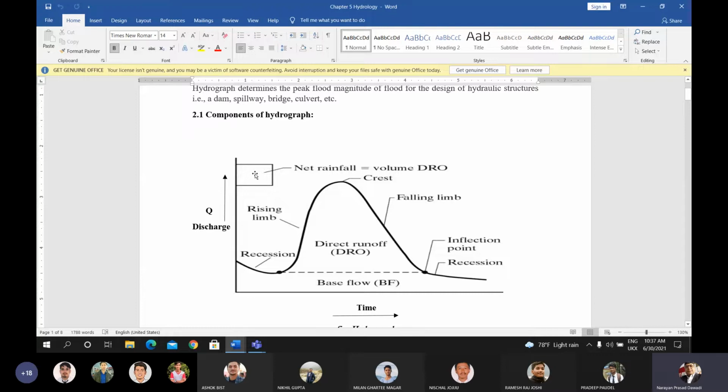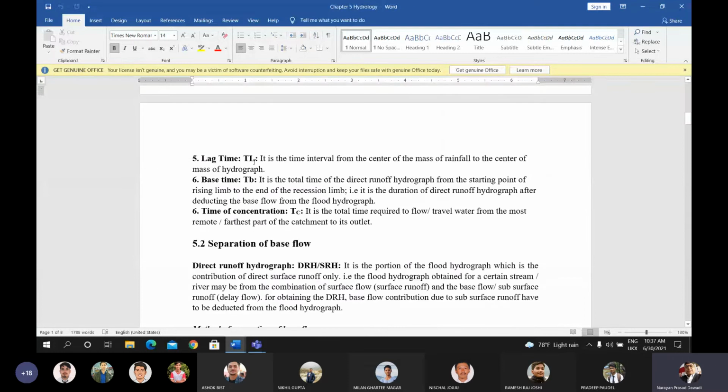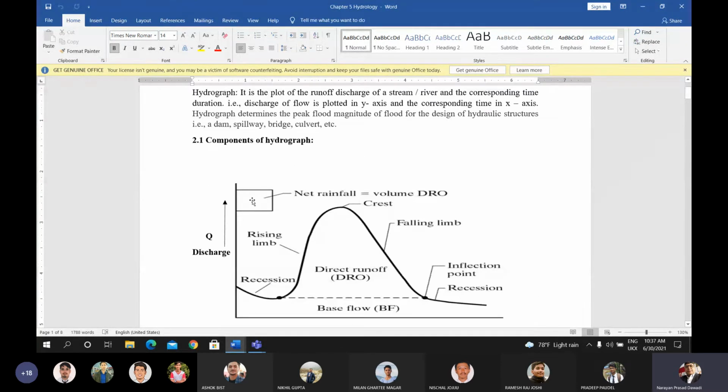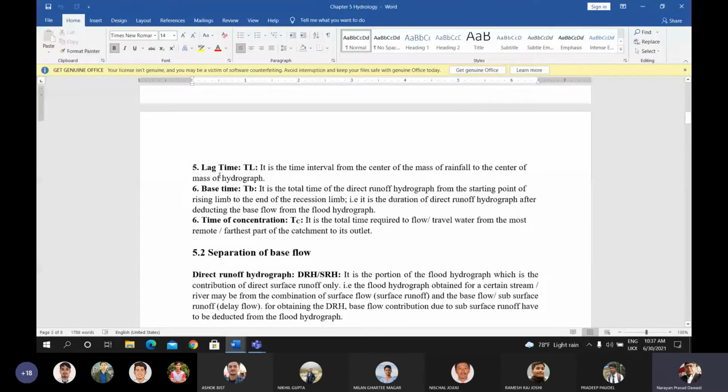Now from this hydrograph, the interval from the center of the mass of the rainfall to the center of gravity of the hydrograph curve is called the time lag. Okay, time lag.